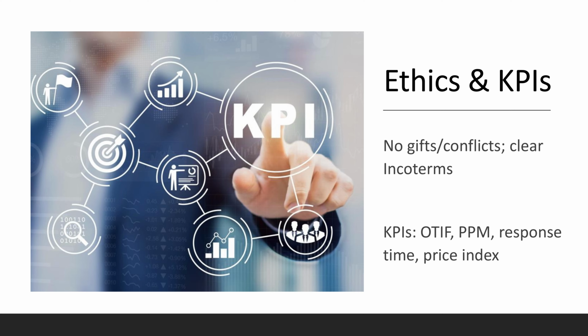I use a simple 2x2 view of risk and spend. Strategic and high-risk items get development plans, dual sourcing where feasible, and closer collaboration. Leverage items get competitive sourcing and contract discipline. For routine items, I simplify ordering with catalogs and blanket orders.